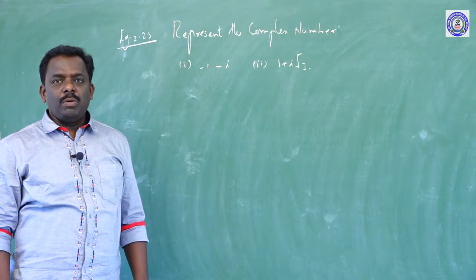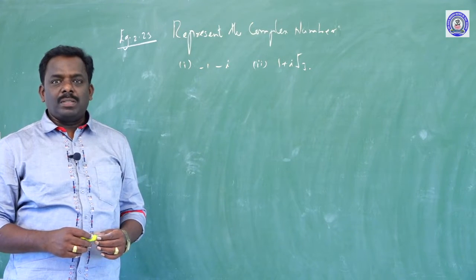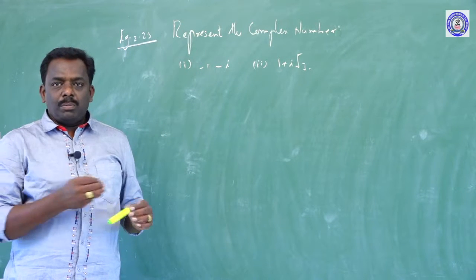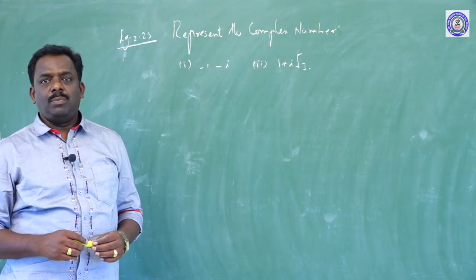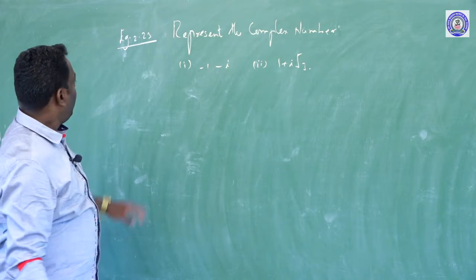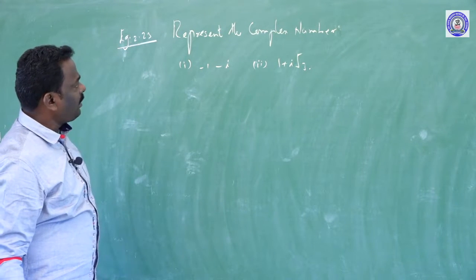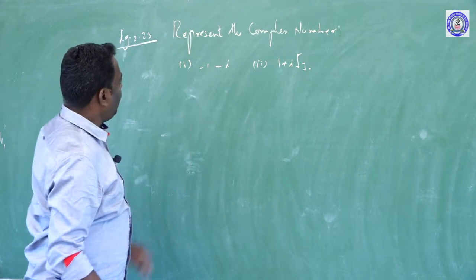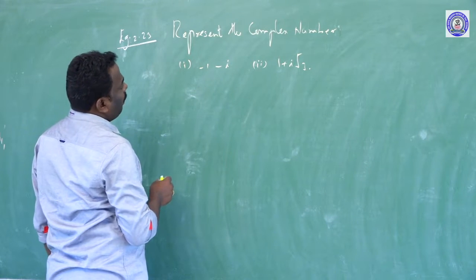In the last video, we introduced the polar form of a complex number. Now we come to the continuation of the polar form of a complex number. First, example number 2.23: represent the given complex number in polar form.